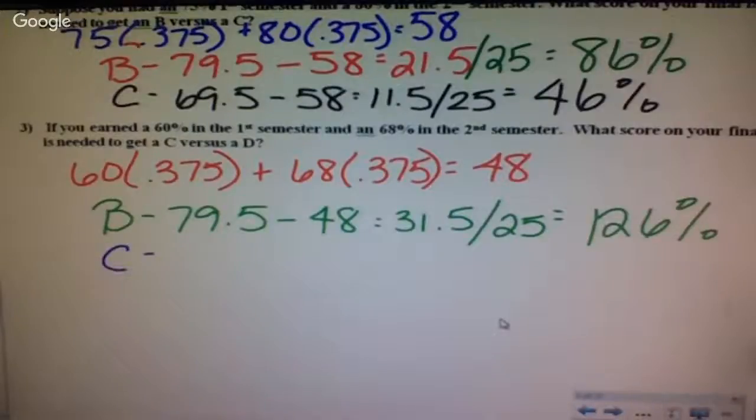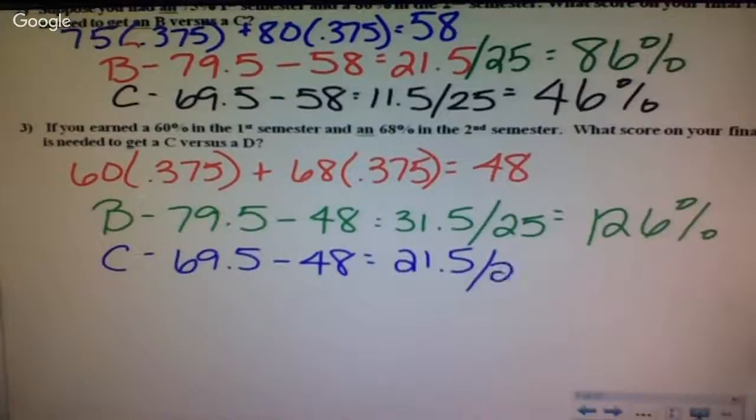If you want a C, that is 69.5%. Again, minus 48 gives 21.5 out of 25. You need an 86 on your final exam in order to end up with a C at the end.